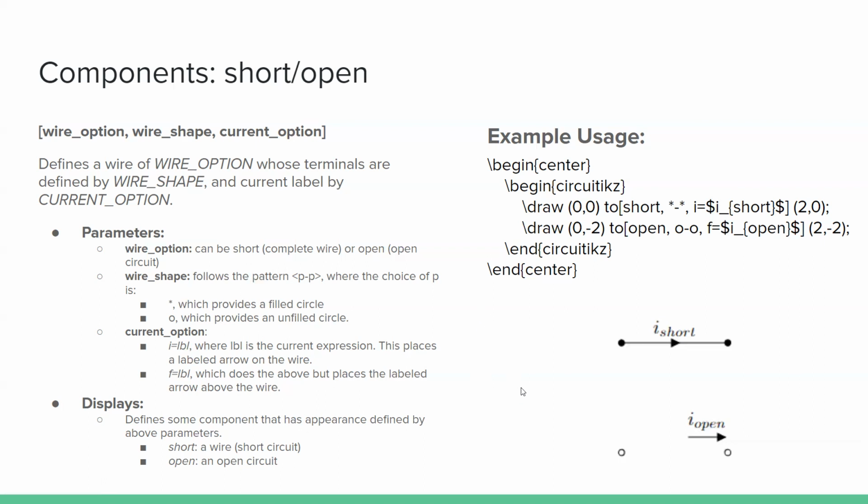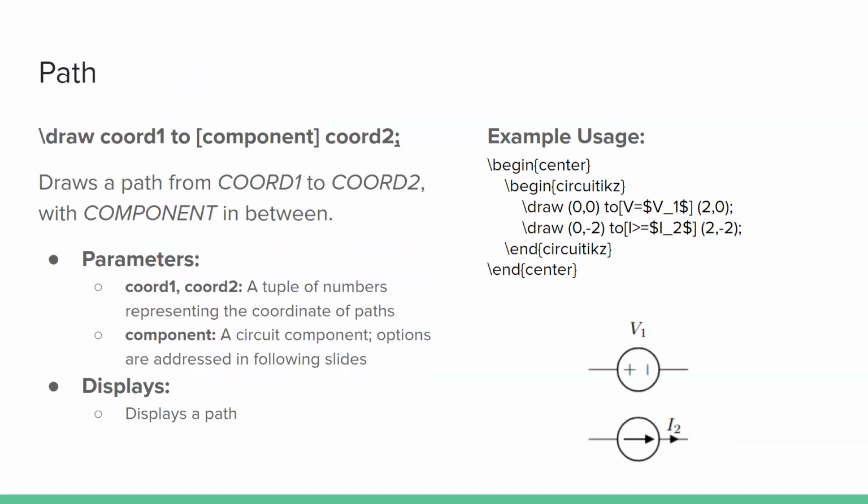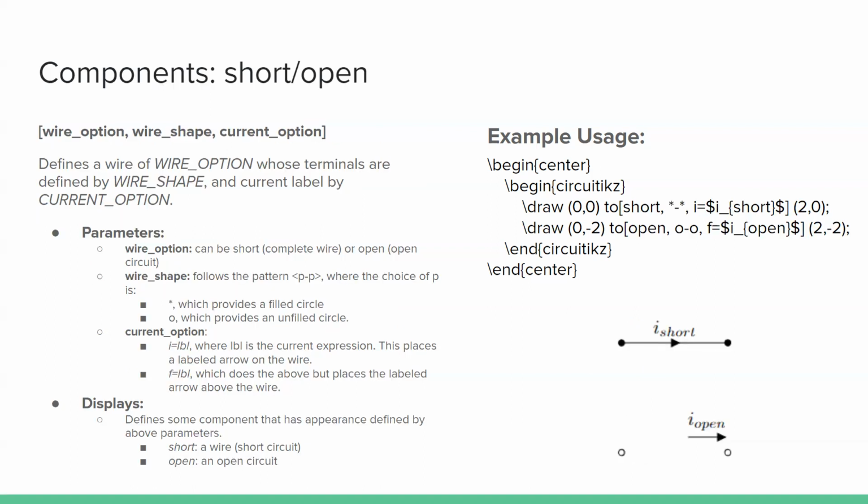So let's look at the example usage, where we see that once again, we are drawing a path from 0,0 to 2,0, except now, rather than using the voltage source mark, which is V equals something, we now have a short circuit. First of all, it's a short circuit because we know that the short label is at the first position of the bracketed list. Second of all, we have asterisk dash asterisk, so we can see that the top wire here has two endpoints that are filled. And last but not least, we use I equals I short to mark the arrow mark here. You can also change the position of the arrow mark, but that will require a little more Stack Overflow and a little more Google search that we're not going to talk about here.